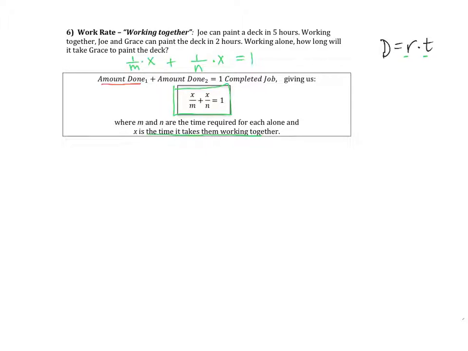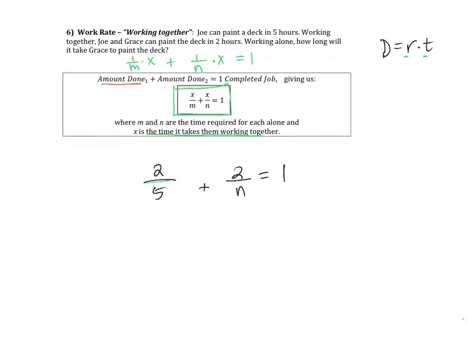So we have Joe painting the deck in 5 hours. And Joe and Grace can paint the deck together in 2 hours. So the numerator is the time it takes working together. And how long will it take Grace? That's the thing we need to know, is the number of hours for her working alone. And together they get one job done.